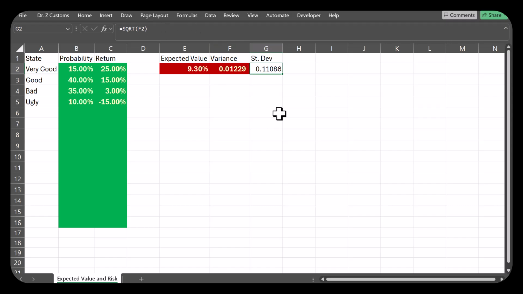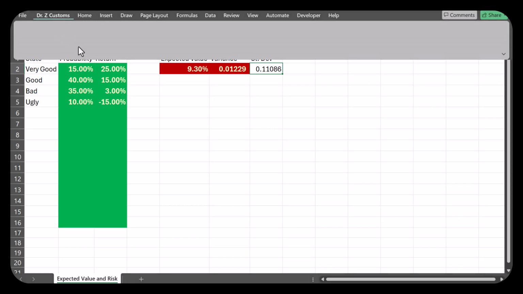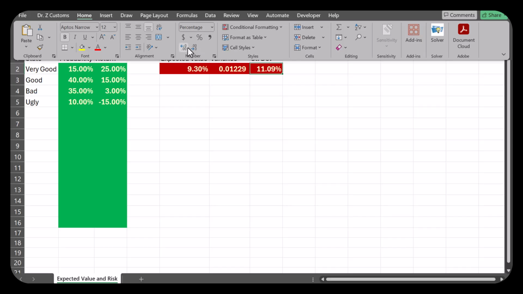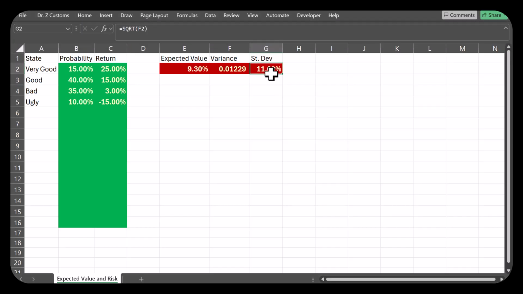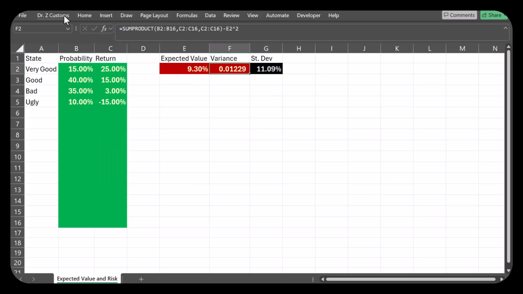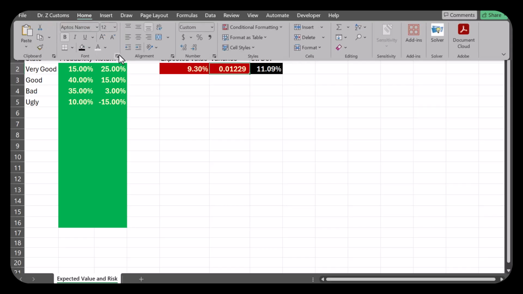And standard deviation has the same units as returns, so I can actually express them as percentages. Let me do this a different color. Right. And make this also a different color. Something like that.